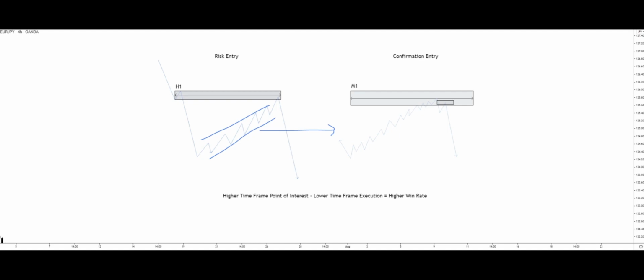Now in this one we're going to be going over different types of entries, so in terms of how you would enter the market. So would you place an instant market execution, or would you place a limit order and stuff like that?